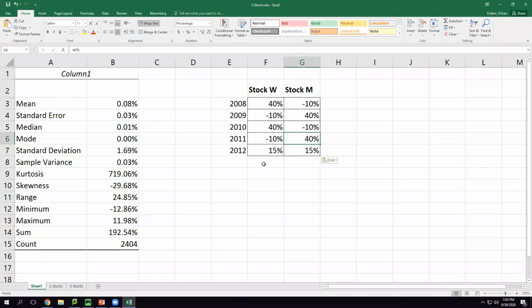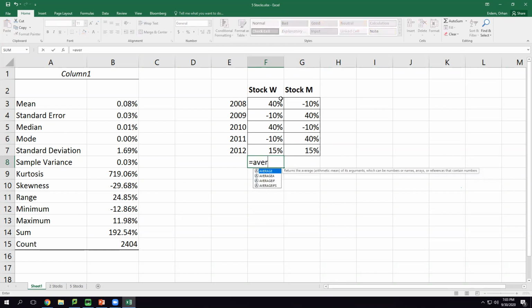Okay, now if you paste it, what I'm going to do is calculate the mean of stock W and stock N. So go to the last row of this table and write their average, like we did in Apple. Select the returns, so we have the returns from 2008 to 2012. Just write average, select those columns, and calculate the average.